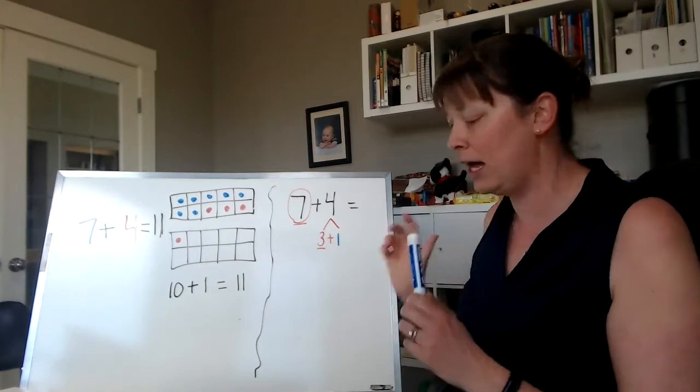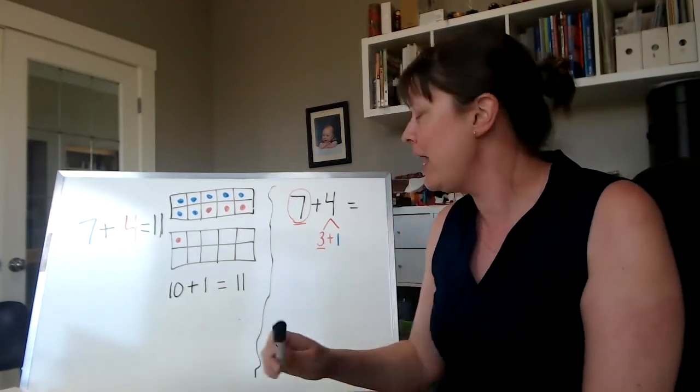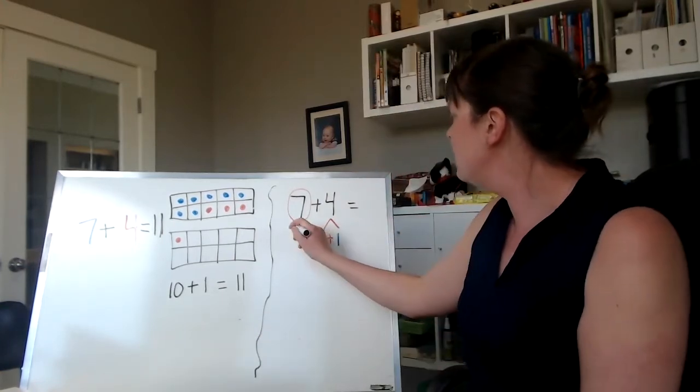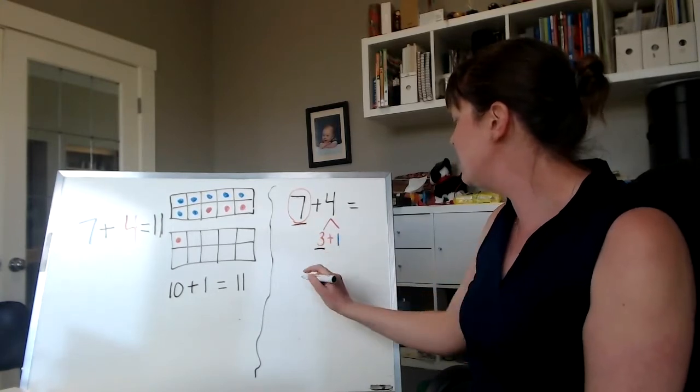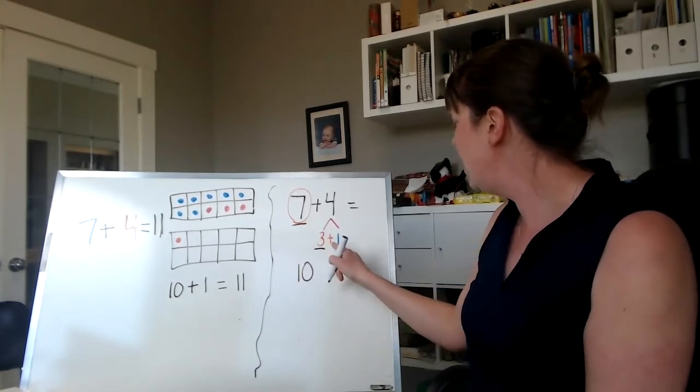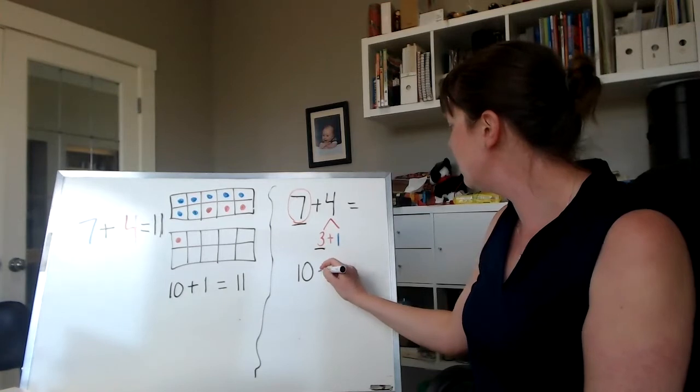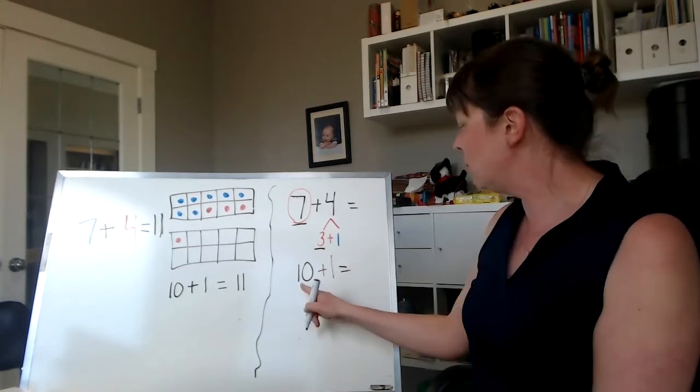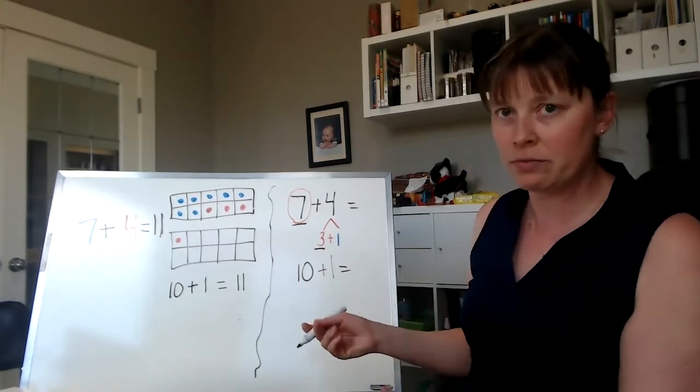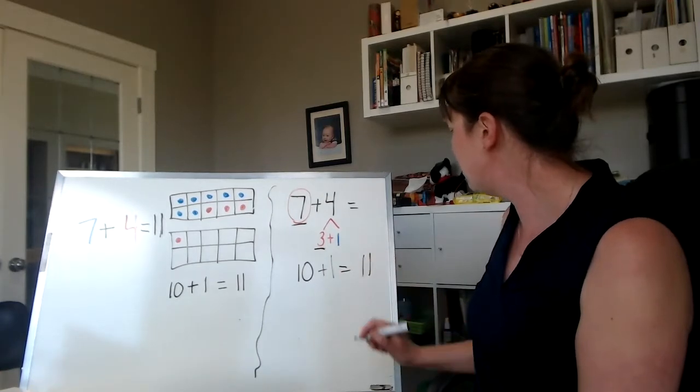Now I can go, aha, let's rearrange how I add these numbers together. I know that 7 and 3 is 10. And then I've got my 1 left over. Oh, 10 plus 1. I can add numbers to 10. I keep the 1 and put the 1 in front.